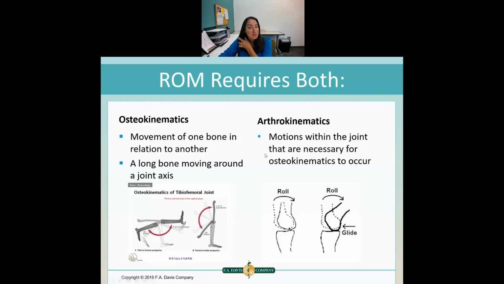Versus arthrokinematics are the movements of the joints, and we're typically talking about roll and glide. There is some spin as part of the accessory movements, but roll and glide are really what we're concerned with, and we use glide to determine what type of joint mobilizations to use.